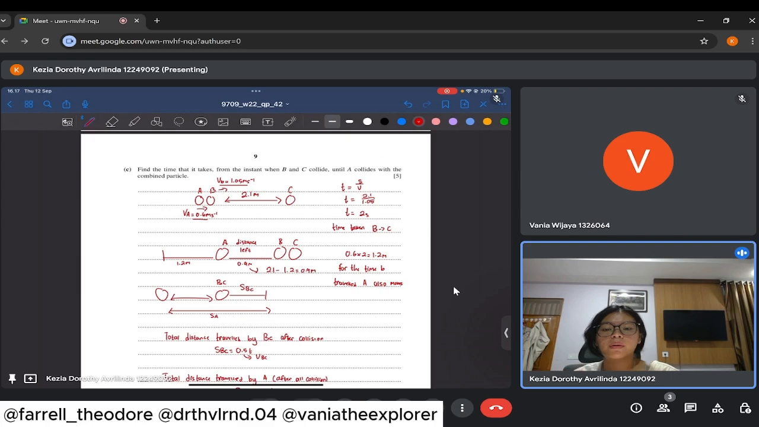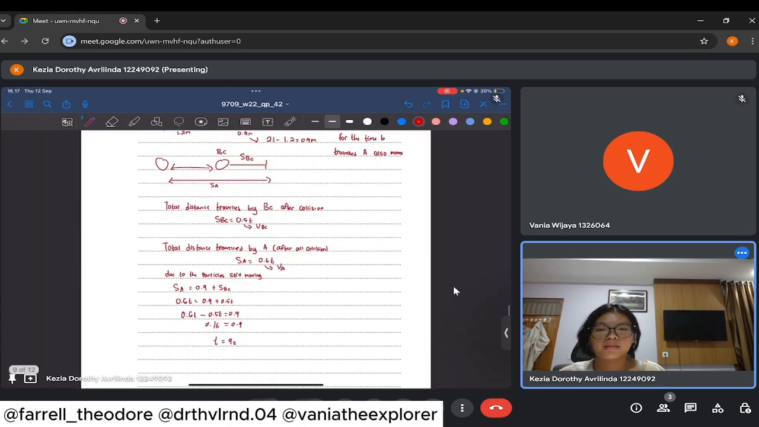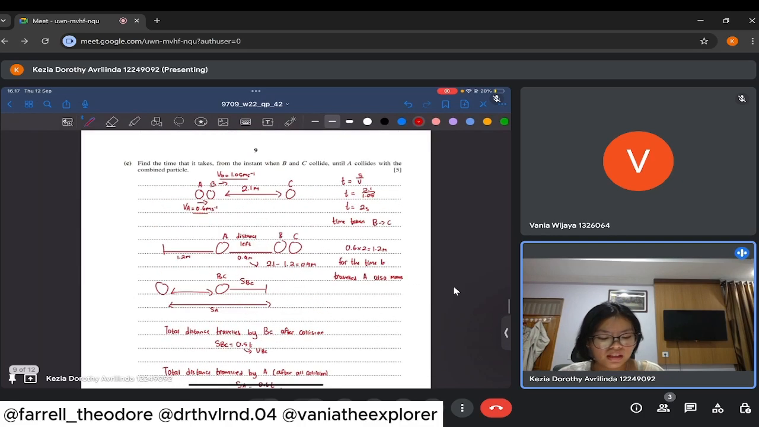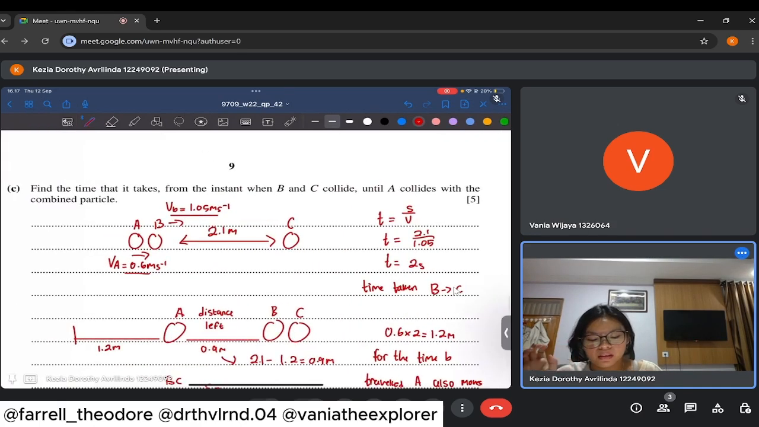Okay, now we're going to go over question 6C. Find the time that it takes from the instant when B and C collide until A collides with the combined particle. Okay, this is a very tricky question, so that's why I did all the things that's needed and drew diagrams. I'm just going to explain it as best as I can. First, I drew the diagram for after the collision with B. So this is after question A.